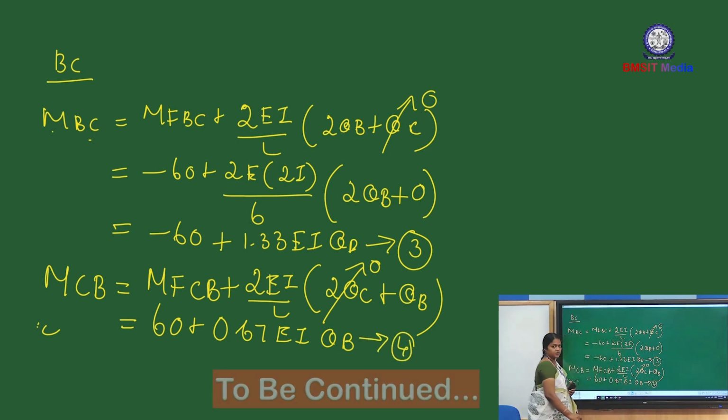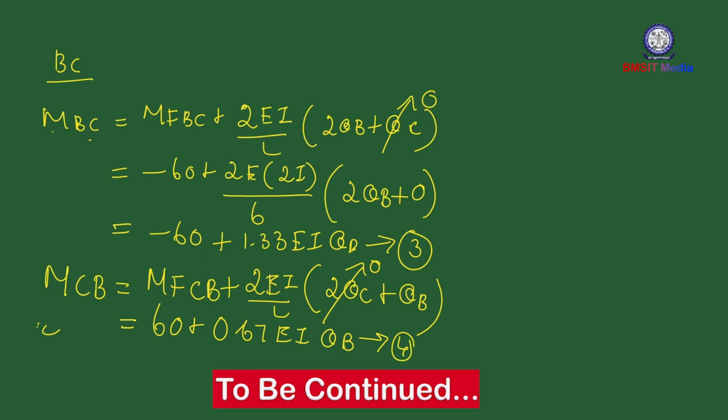So now we have 4 equations for the 2 spans. For 1 span we can write 2 equations, for 2 spans the total number of equations is 4. These are all the equations. So we have to find out the unknowns here. In all the equations only one unknown is there, that is theta B, the rotation at joint B.